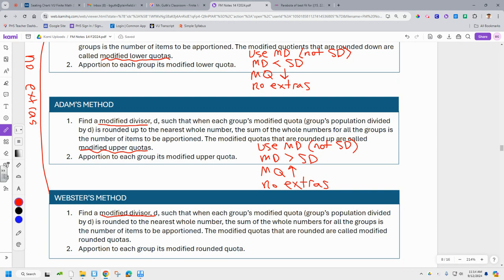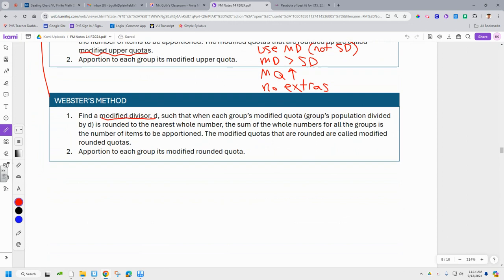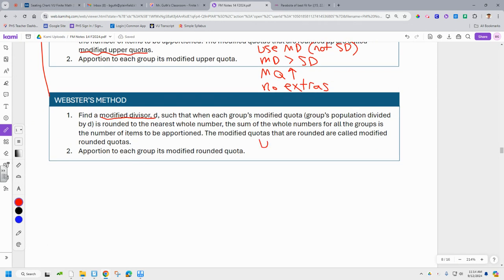So you can see how similar this method is to the last one. Well, Webster's is almost the same thing. Very similar. Use modified divisor, not the standard divisor. This time the modified divisor is less than or greater than the standard divisor. We don't know. It might be bigger, it might be smaller. We just have to figure that out. It's going to take some guess and check, some trial and error.